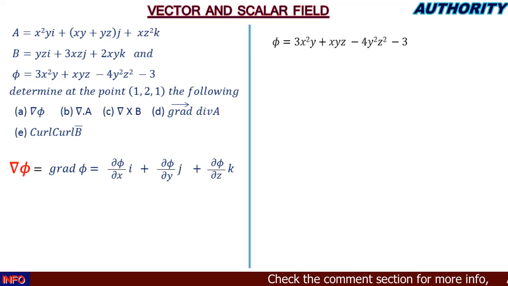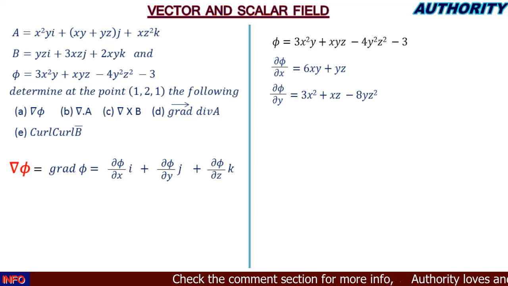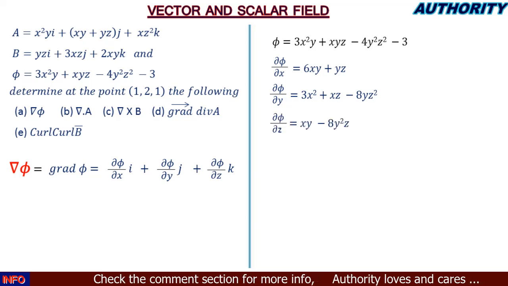When we find the partial derivative with respect to x, we are going to have 6xy plus yz. Now when we find the partial derivative with respect to y, we are going to have 3x squared plus xz minus 8yz squared. Now when we find the partial derivative with respect to z, we are going to have xy minus 8y squared z. I'm very sure you know how to perform this partial derivative.